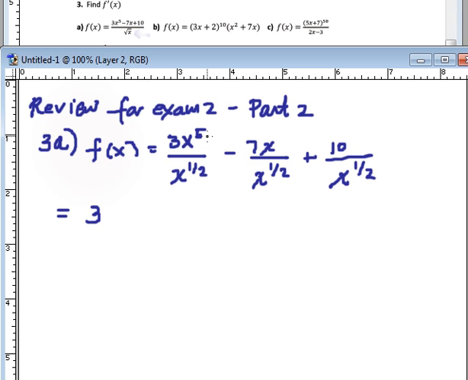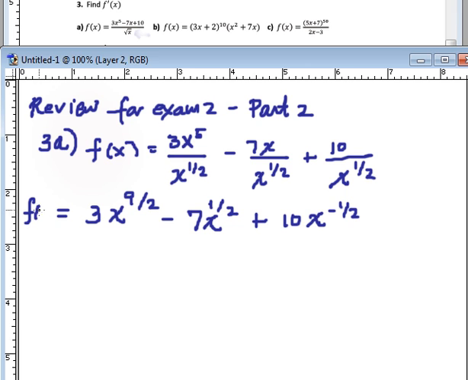Alright, so that's equal to 3x to the 5th, that's 10 over 2, minus 1 over 2, that's x to the 9/2, minus 7, x to the 1 minus a half, that's x to the 1/2, plus 10, bring this up, 10x to the minus 1/2. Alright, that's just f of x.